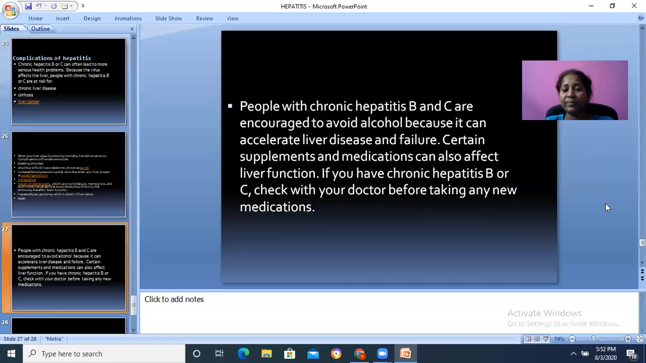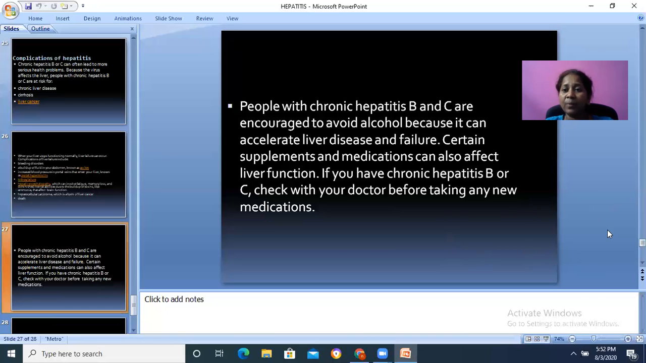For hepatitis A and hepatitis B, vaccines are present for children and adults. The hepatitis B vaccine is present for both children and adults. It is given to children from 1 month to 6 months.